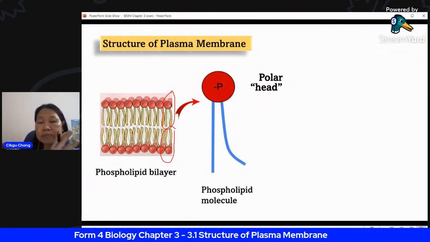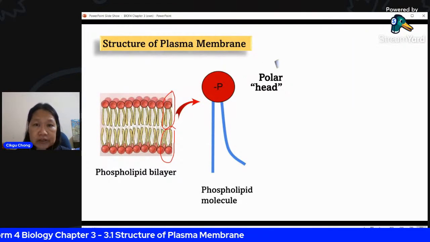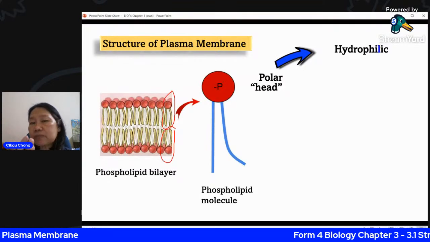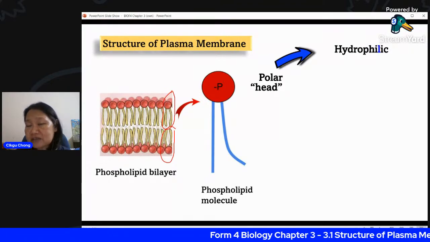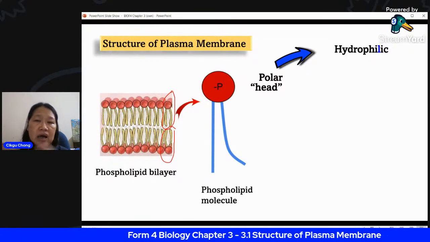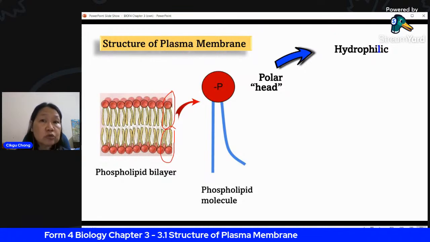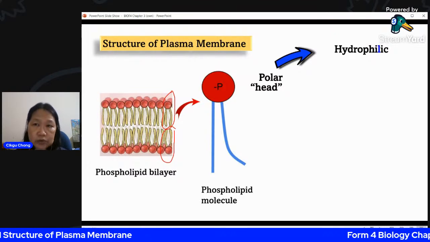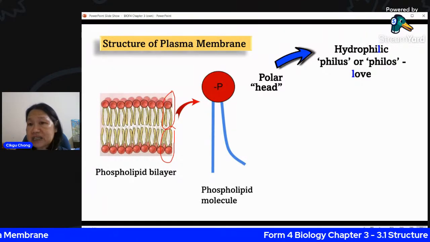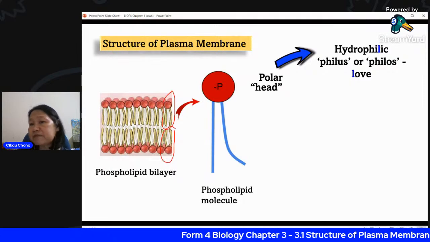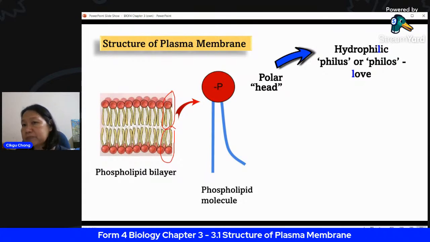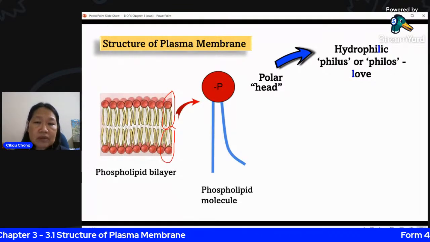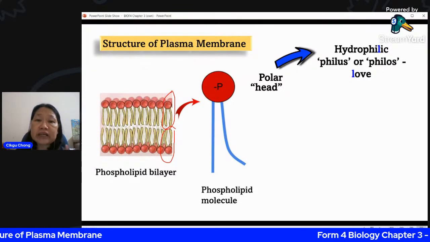So this is made of a phosphate component. This polar head is known as hydrophilic. Just now I mentioned this word hydrophilic. Hydro means water. Whenever we say hydro, it is water. Philic is from the Latin word, actually Greek also. It means philos, which actually means love. So you can see the L here, how to remember: philic has an L, love has an L. That means it loves water. It likes water. It will be attracted to water.